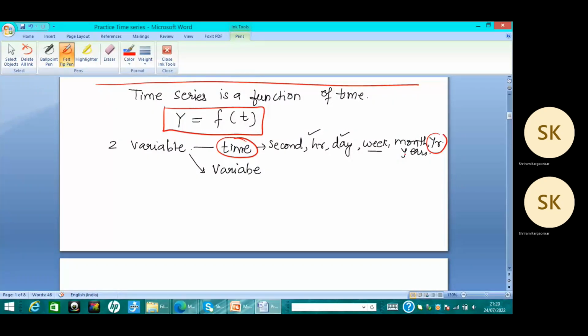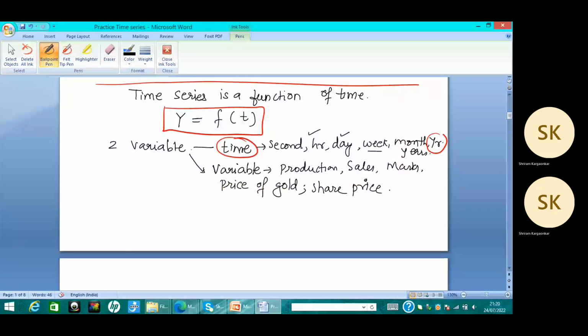Then the variable. Now the variable is of interest. Suppose it is regarding the production of a particular product. It can be production, it can be sales, it can be marks of students, or it can be the price of gold. Suppose anybody is studying the trend of price change in gold price. The price of gold can be an example. Then share price. So anything can be the variable, depending upon your interest. So these are the two factors.